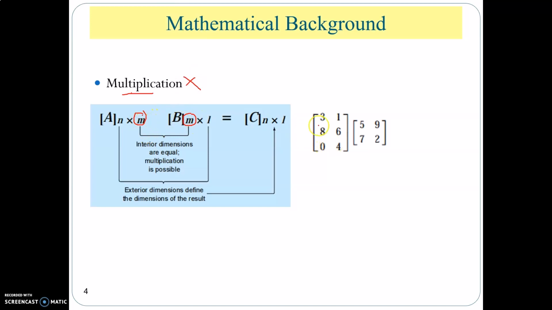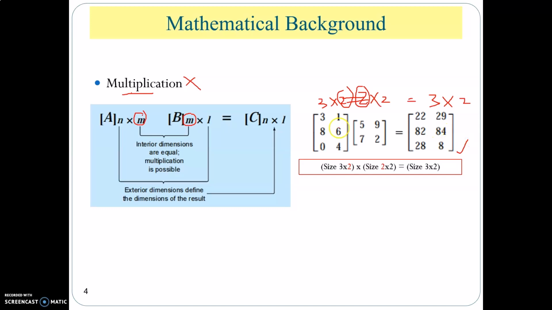So in this case, let's try with this example. You have 3 rows multiplied with 2 columns. Here you have 2 rows, 2 columns. And then you see the interior dimensions, they are the same. So these two parts can be cancelled. You obtain the final product to be 3 times 2. So this is the final output that you should have.